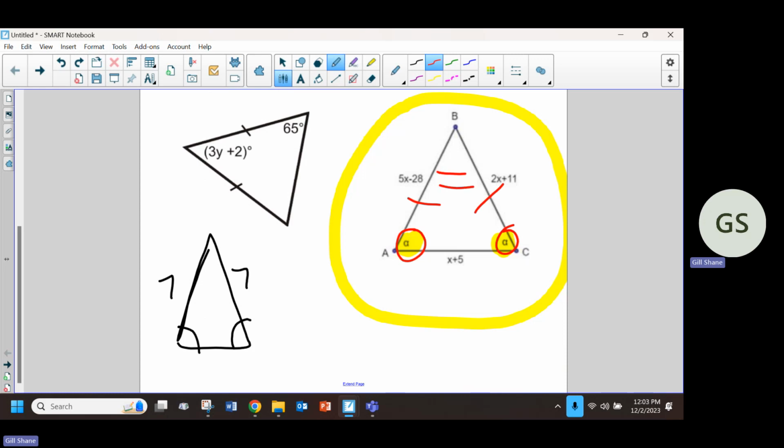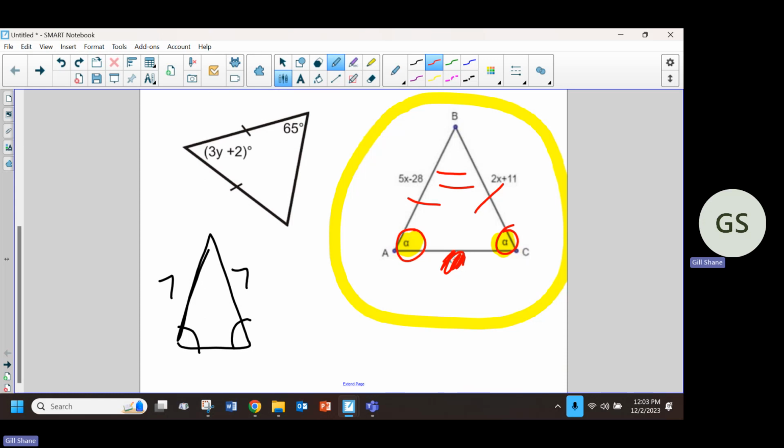Oh, and then there's no degree symbol. So 5x subtract 28 is the length of a side. 2x plus 11 is the length of a side. So you just set those equal. They have to be equal to each other. That is not used at all. That's just to throw you off. And I think I probably did something similar to that on the quiz. So there's a quick review of all the different pieces.